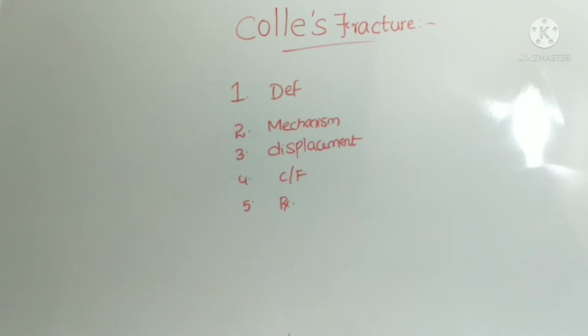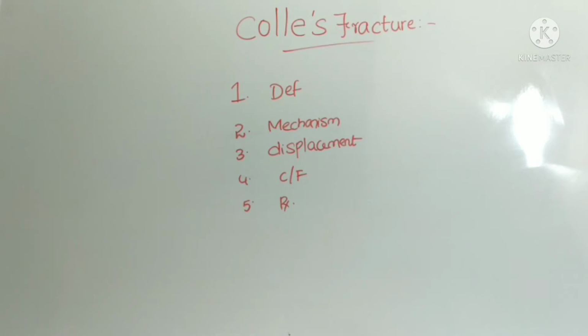Firstly, definition. The fracture which occurs through the lower end of radius. You all know the radius. It is a fracture through the lower end of radius within 2.5 centimeters of the wrist joint. I am mentioning the particular centimeters also, within 2.5 centimeters of this wrist joint, with or without avulsion of the ulnar styloid process. The ulnar styloid process may or may not be associated, but the fracture will be noticed in the lower end of radius within 2.5 centimeters of the wrist joint. It is considered as COLLE'S FRACTURE. This completes the definition part.